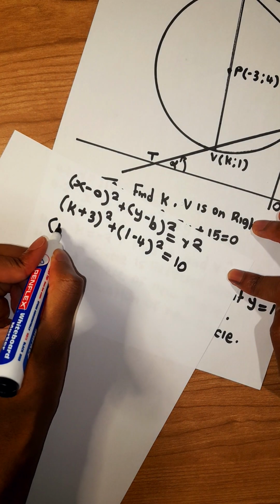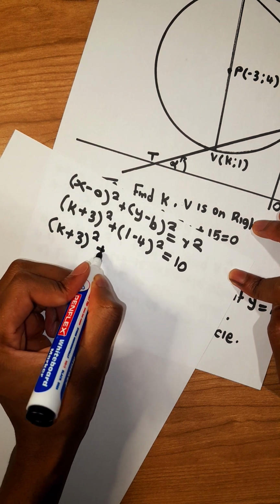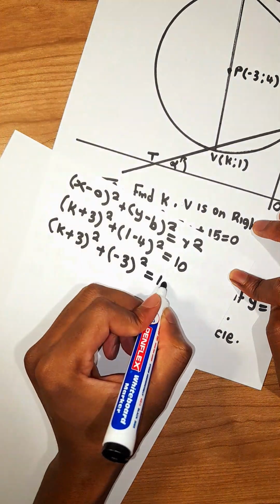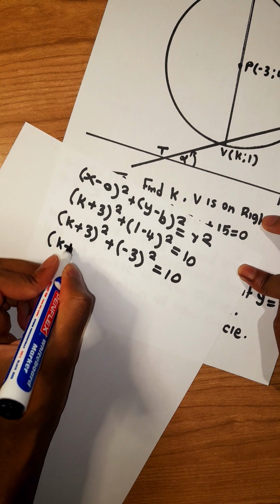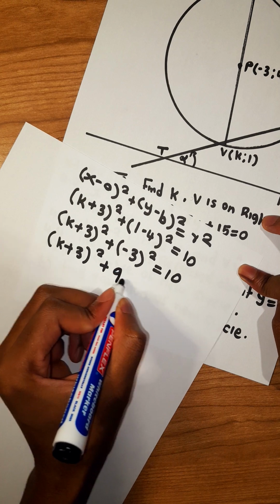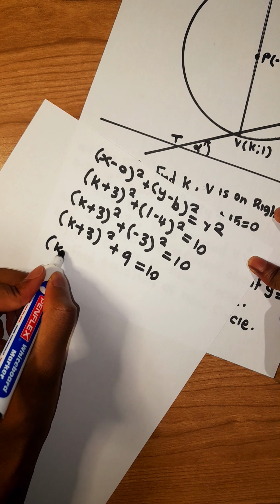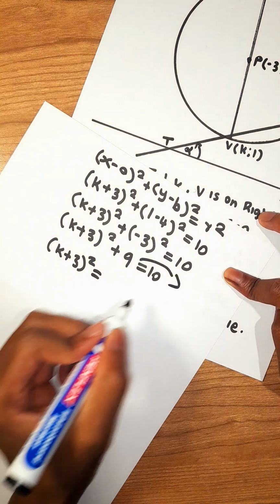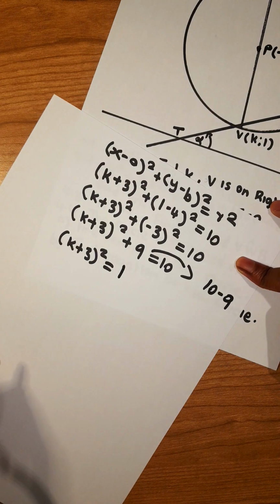Now we're going to have (k plus 3) squared plus (1 minus 4), which is minus 3, squared. That is going to give us 9, and this equals 10. So we are left with (k plus 3) squared equals 10. If we take the 9 to the other side, we end up having 10 minus 9, and we all know that is going to be 1.